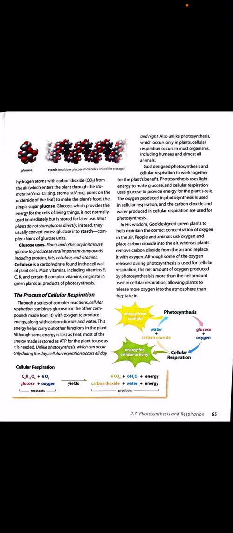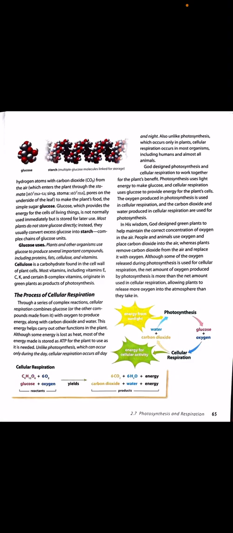Glucose, which provides the energy for the cells of living things, is not normally used immediately, but is stored for later use. Most plants do not store glucose directly. Instead, they usually convert excess glucose into starch, complex chains of glucose units.